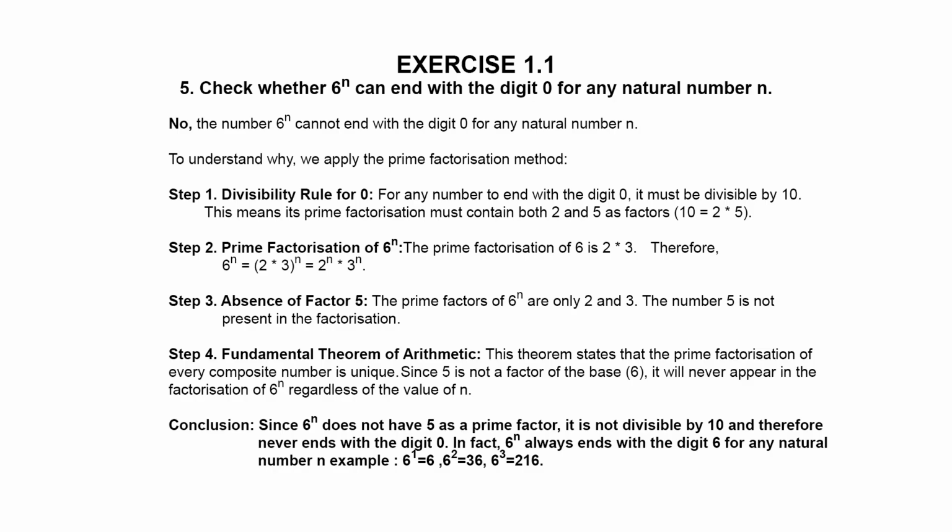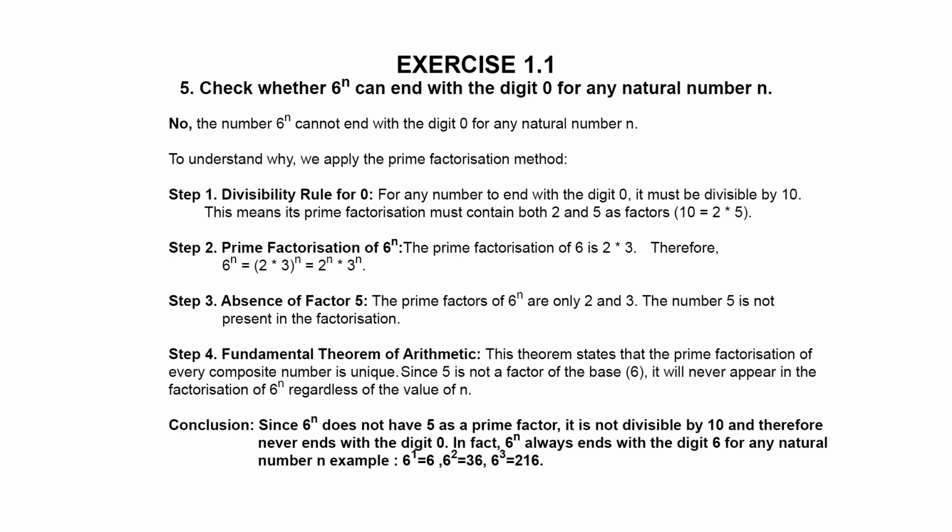Step 4. Fundamental theorem of arithmetic. This theorem states that the prime factorization of every composite number is unique. Since 5 is not a factor of the base 6, it will never appear in the factorization of 6 power of n, regardless of the value of n. Conclusion: since 6 power of n does not have 5 as a prime factor, it is not divisible by 10 and therefore never ends with the digit 0.